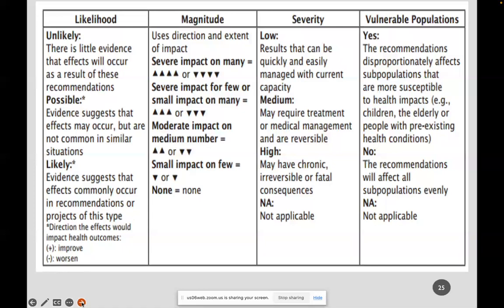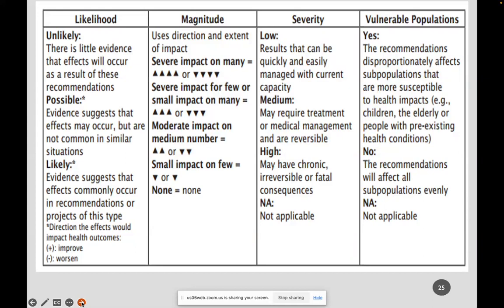So this is a chart. Some of you may have seen this before. I've shared it before. And how I think about those factors, right? Likelihood means, is it possible? Is it likely that these impacts are going to occur, right? So the direction is plus or minus, and that's the magnitude. Is it going to be severe, moderate, maybe negligible, small, or is it no impact, right?